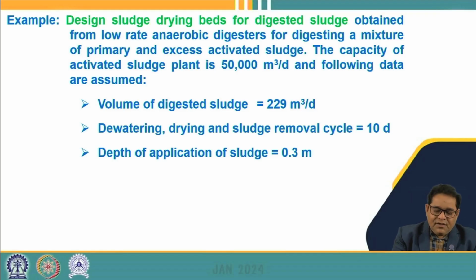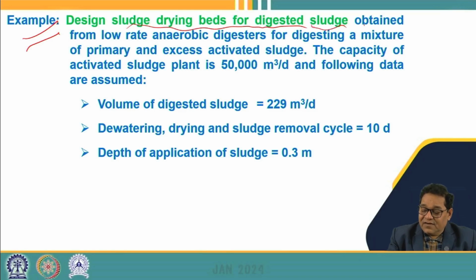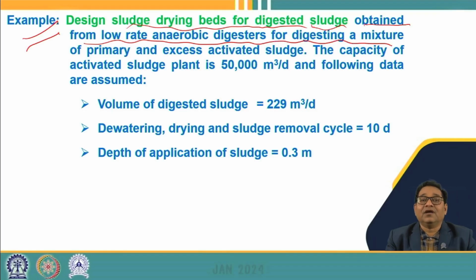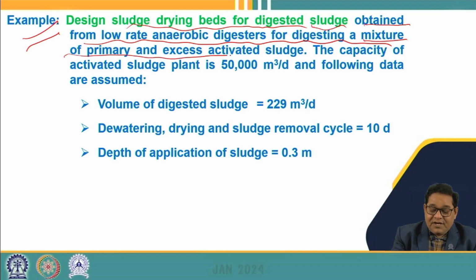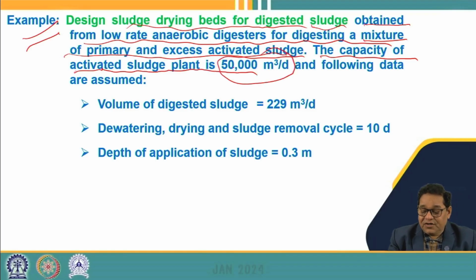So if we again see the problem, that is another numerical, we have to design the sludge drying bed for the digested sludge which is obtained from a low rate anaerobic digester. So here the sludge which is produced is already digested and is basically a mixture of primary and activated sludge. So this is the mixed type of sludge, digested sludge, and this is produced from a wastewater treatment plant having activated sludge process of capacity 50,000 meter cube per day.